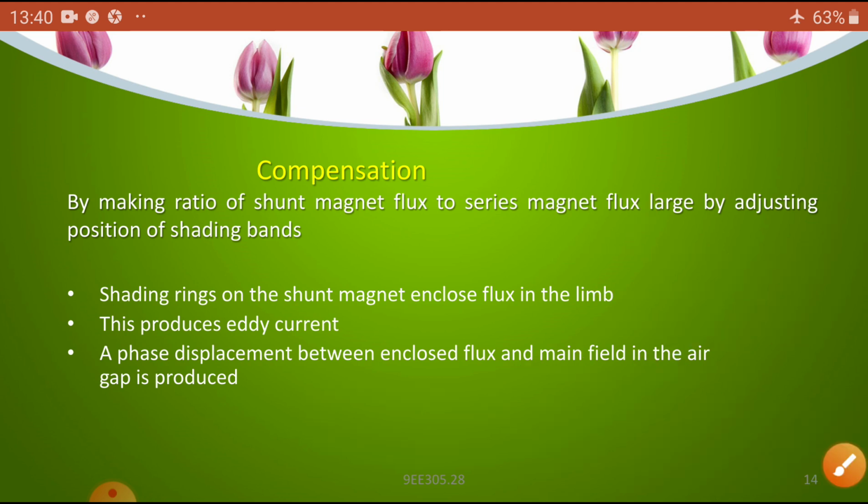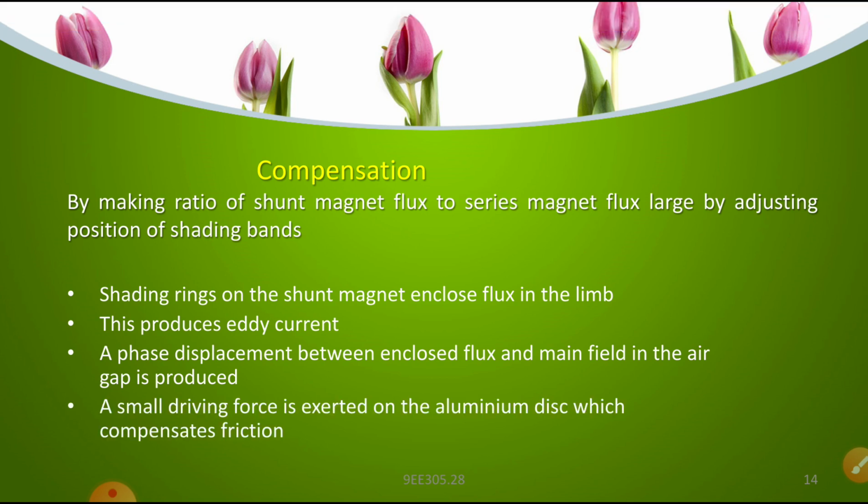Okay, so that is the compensation cable. The shading ring on the shunt magnet encloses the flux in the limb. This produces the eddy current in the shading ring. The phase displacement between the enclosed flux and the main field in the gap is also produced. A small driving force is exerted on the aluminum disc, which compensates the friction.